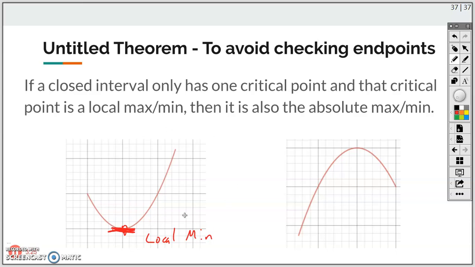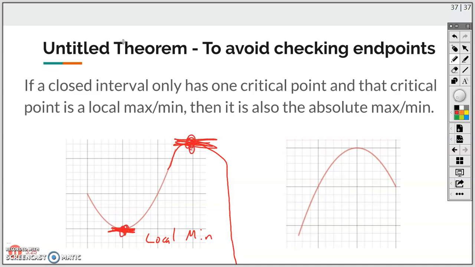In this picture, we're talking about a minimum. In this picture, we're talking about a maximum. Because the only way that there could be a point lower than this would be if this graph turned back down and went down here. But if it turned back down, then we would have had a second critical point.